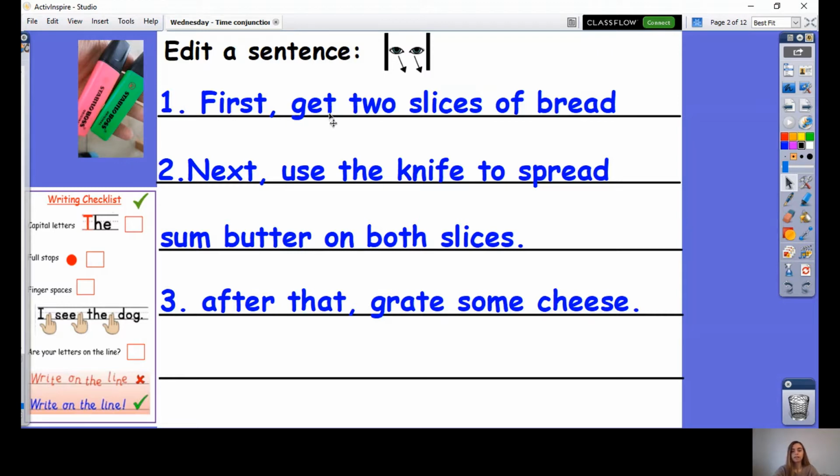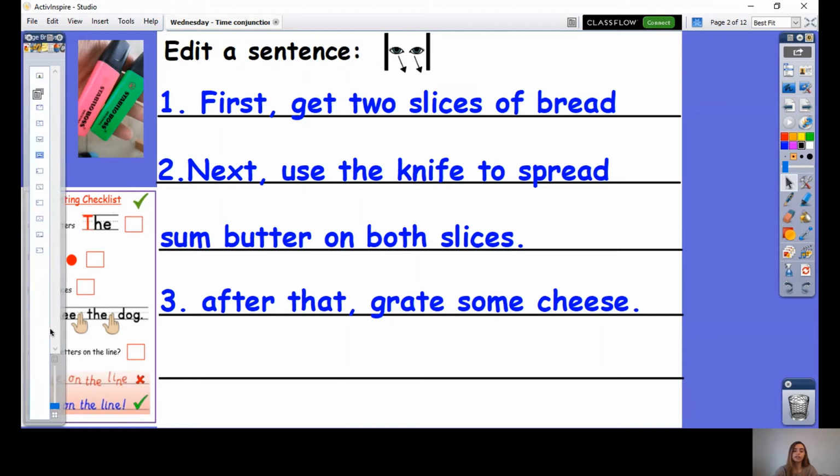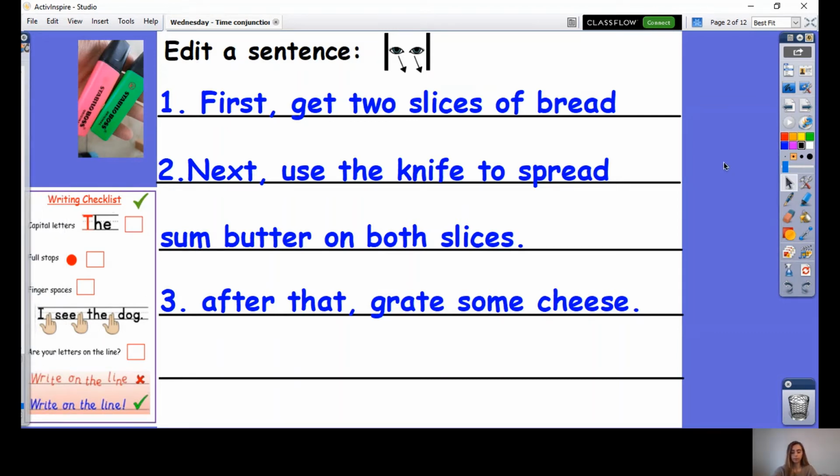1. First, get 2 slices of bread. 2. Next, use the knife to spread some butter on both slices. 3. After that, grate some cheese. Pause the video and use your writing checklist over here to help you spot those 3 mistakes.